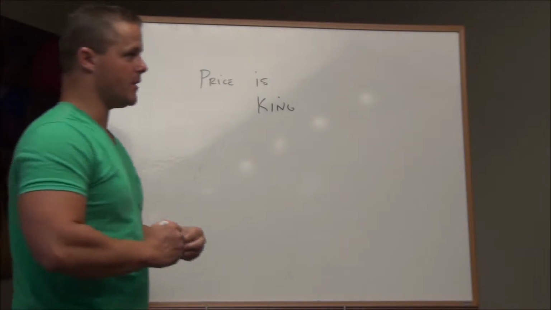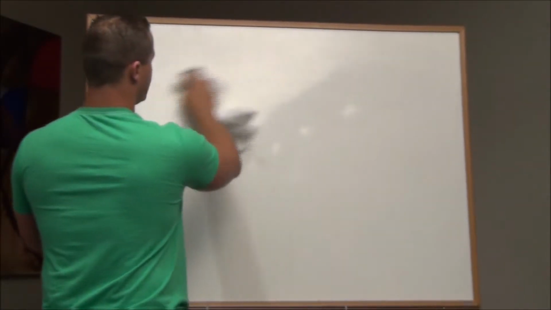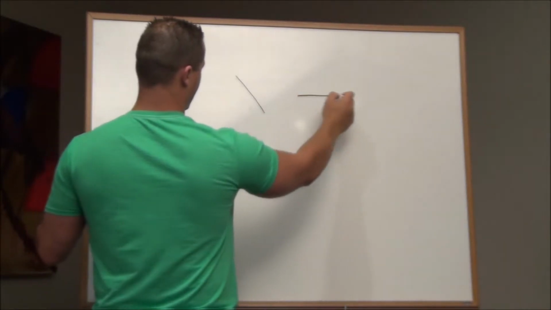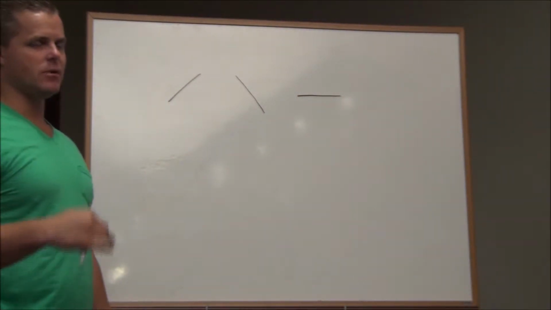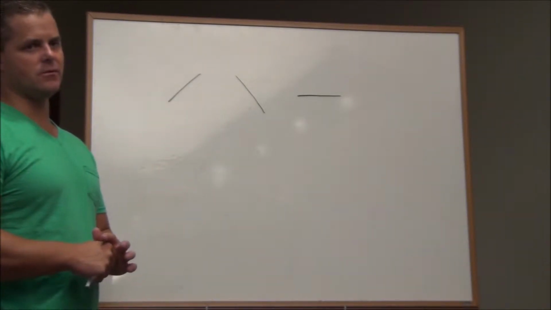Now the next thing I want to put up here is there are 3 basic market environments within the stock market. Markets go up, markets go down, markets go sideways. Rules don't necessarily change relative to direction, but the style of trading changes relative to direction.